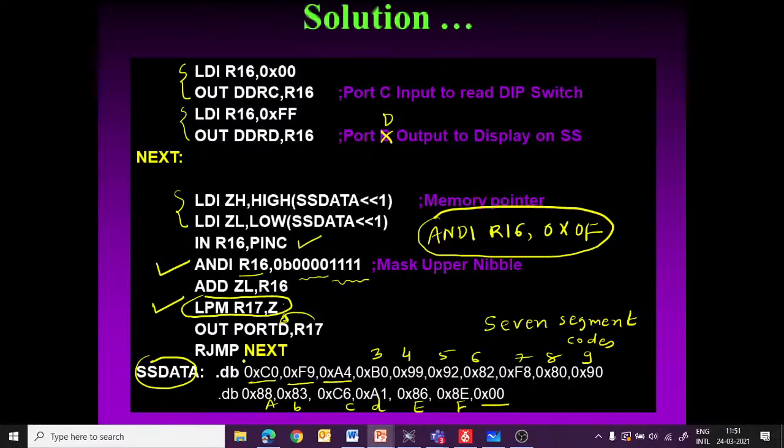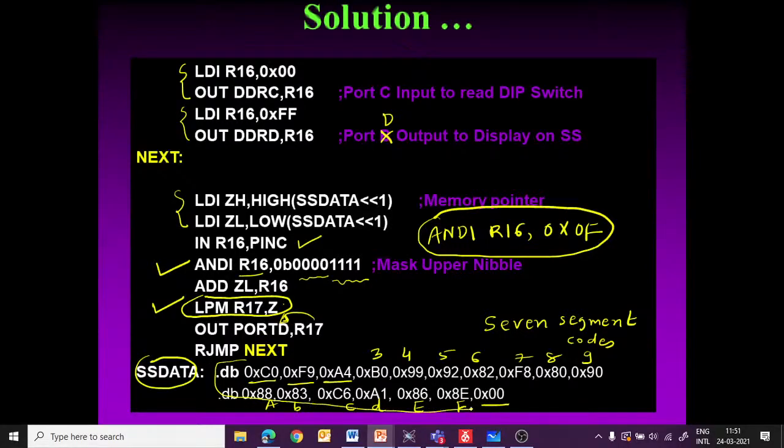Now, in our case, the hardware was a 7 segment display. There may be a 16 segment display. The nature of the program will remain the same. Only the code will change. Suppose you want to generate a sine wave, then also you have to put the hexadecimal code corresponding to the sine wave here.